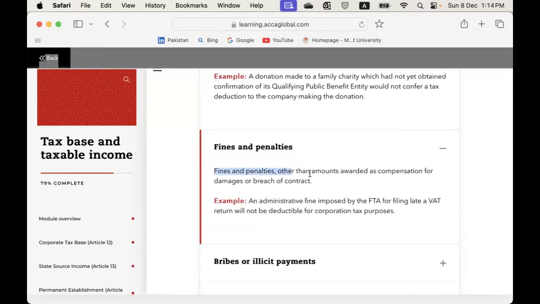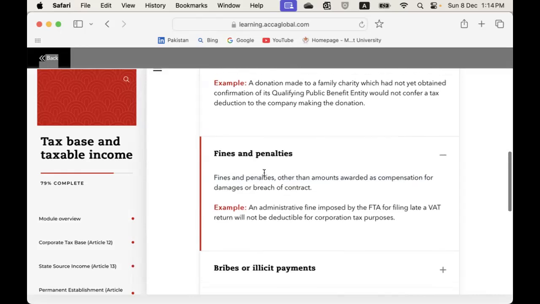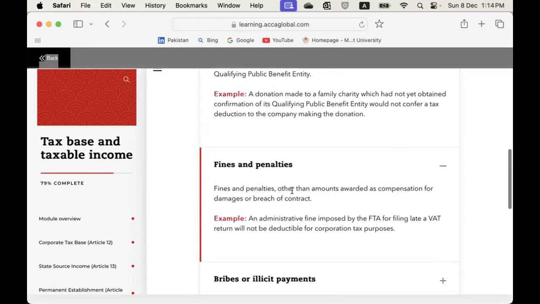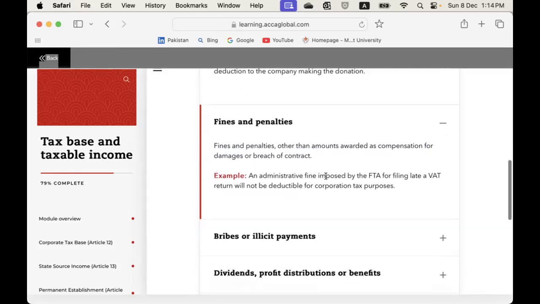This is a key thing. I think just a few days back, this question I was discussing with Usman also. Fines and penalties other than amounts awarded as compensation for damages or breach of contract. Okay, fines and penalties are non-deductible expenditure other than amounts awarded as compensation for damages or breach of contract. Example, an administrative fine imposed by the FTA for filing late is not a deductible expense.